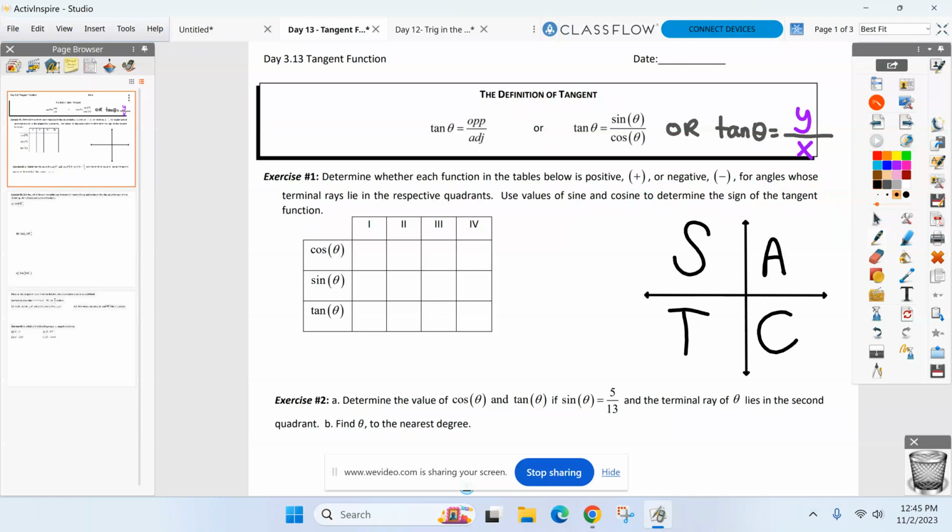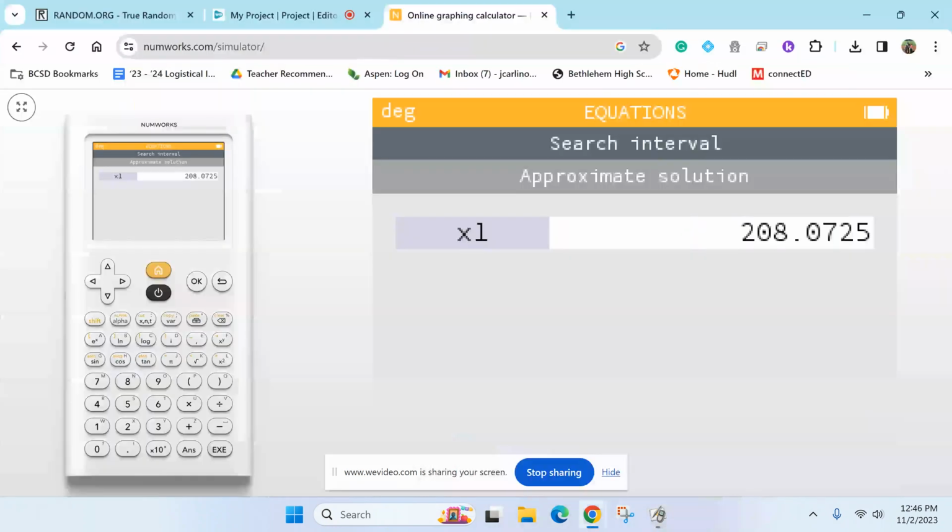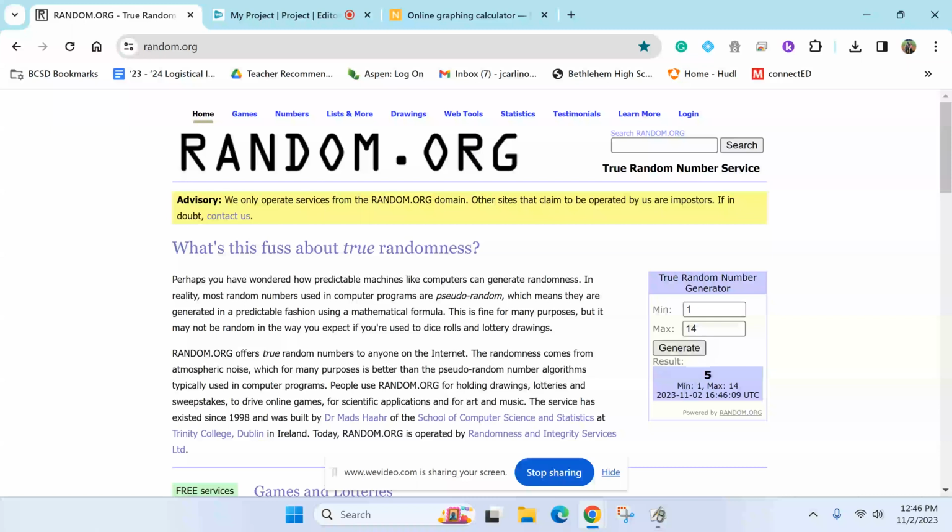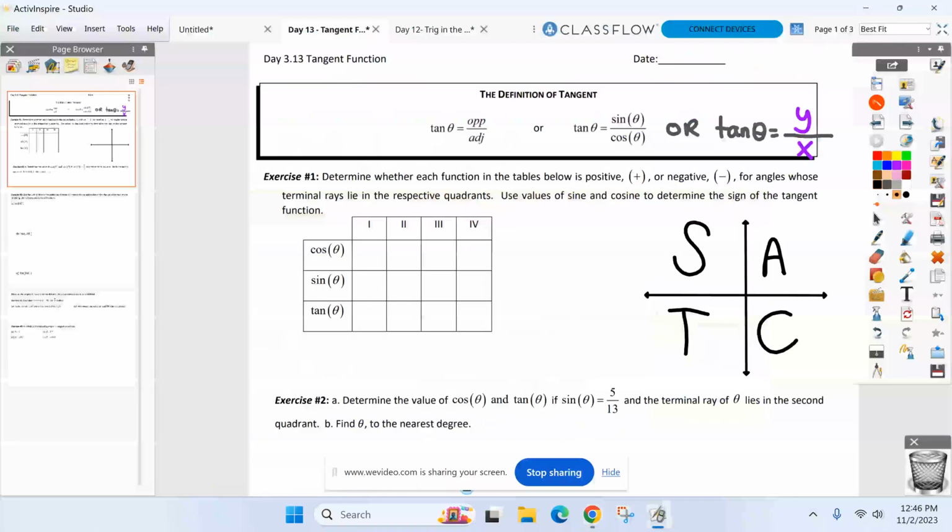What do you know in quadrant 1? This is just a little review here. Okay, back again. What do you know is positive in quadrant 1? Emma, what's positive in quadrant 1? Both of them. Everything, right? Including tangent now. Everything is always positive in quadrant 1.